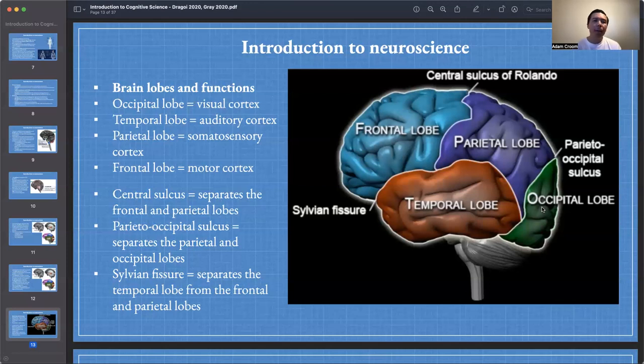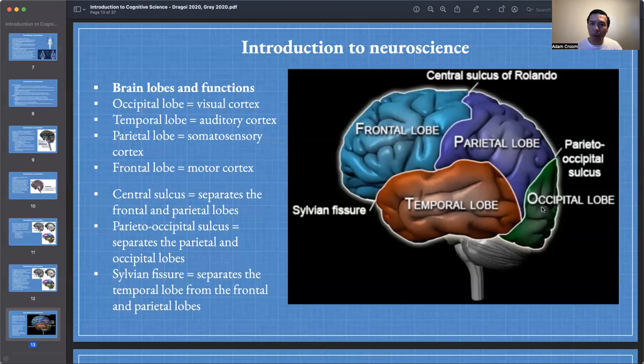So the occipital lobe is important for vision, okay? So visual cortex is here. The temporal lobe on the sides right here is important for audition, right? This is the home of auditory cortex, okay? I have a fat head, so of course I love music, right?